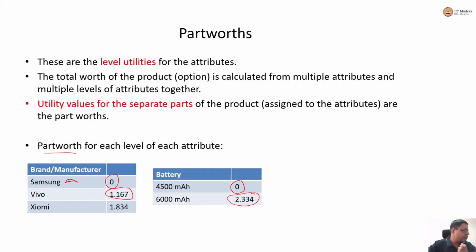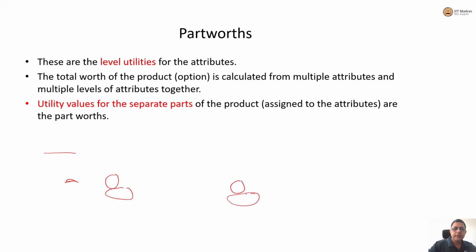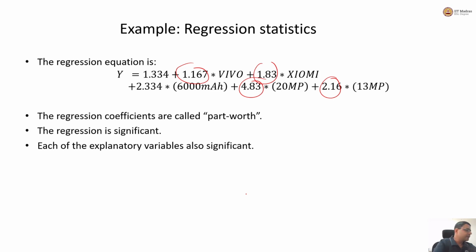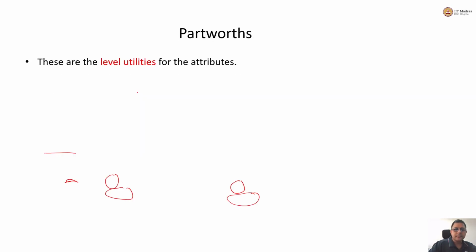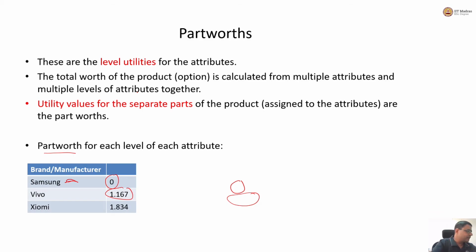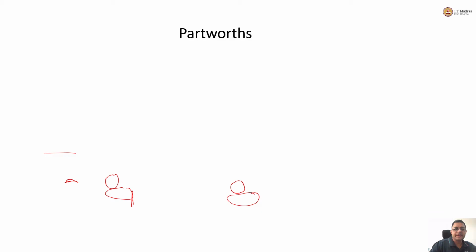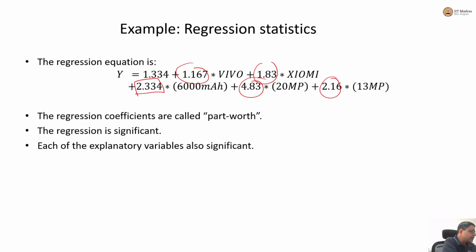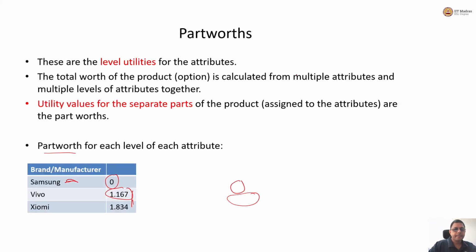Now, where is this 2.334 coming from? Go back. Where is this 2.334? This is that 2.334, right? Similarly, what is this 1.167 and 1.834? Those are the interpretations of the betas, right? So betas are your part worths. So 1.167 is for Vivo, 1.834 is for Xiaomi.